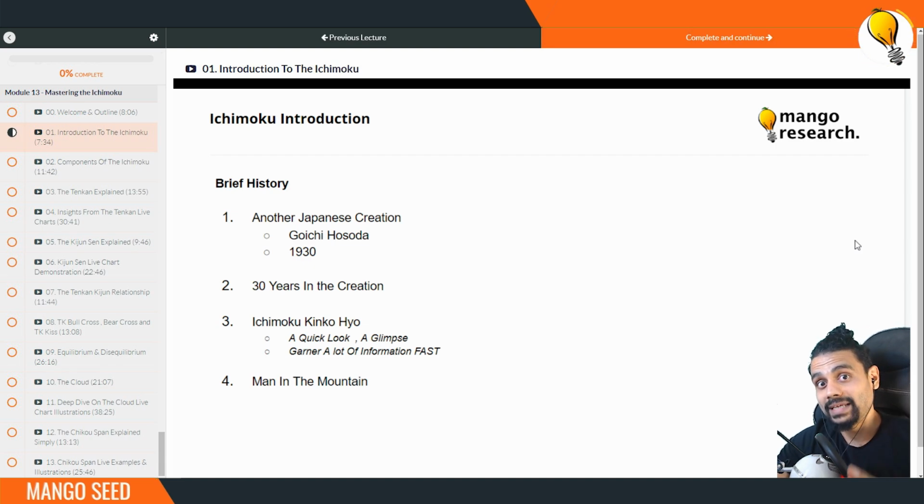Now, remember guys, the Ichimoku isn't just one single indicator. It is a combination of several components put together to develop a system to trade the markets. And we'll talk about that more in detail. So what does it actually tell us?